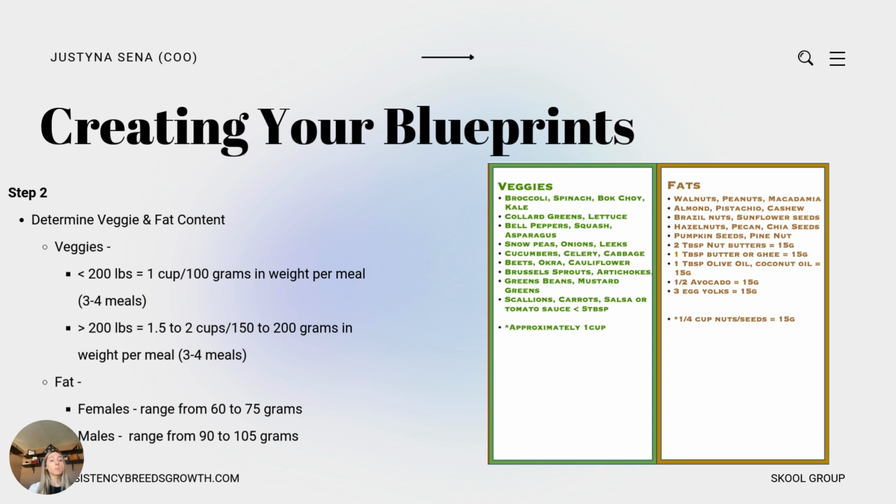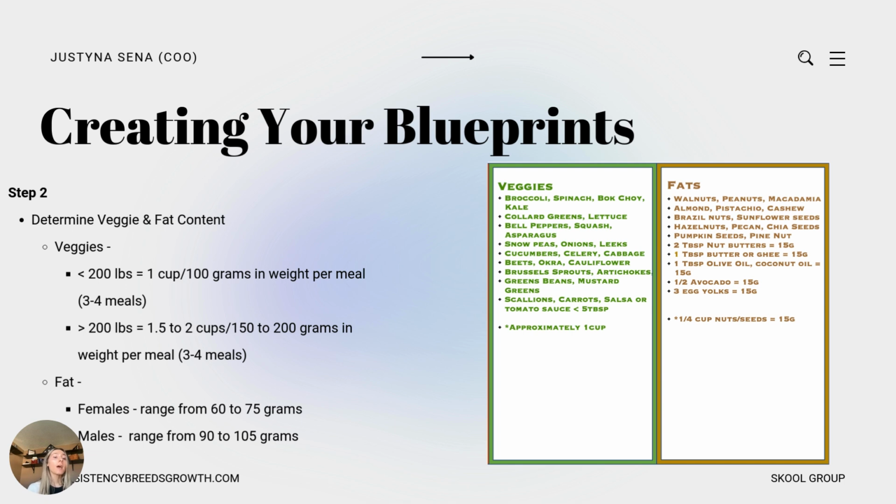Now, going into vegetable and fat content for your blueprints, starting with veggies, super easy, right? We only have 2 rules here at CBG. If you weigh less than 200 pounds, you should be having 1 cup or 100 grams of weight in vegetables per meal for about 3 to 4 meals, not all 6. If you weigh over 200 pounds, you'll be having 1.5 cups to 2 cups or 150 grams to 200 grams of vegetables for 3 to 4 meals. So vegetables are super easy. Veggie examples are in this green section to the right-hand side.